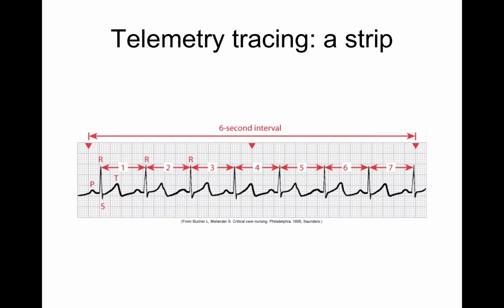posteriorly. So when we're looking at a telemetry tracing, what we're looking at is a 6-second strip. A 6-second strip is a good snapshot and a good baseline to start. It gives us a lot of information. So typically when you print out any EKG, you're going to see some hash marks at the very top right here. And what these hash marks are indicating to you, between this distance and this distance, is a 3-second interval.